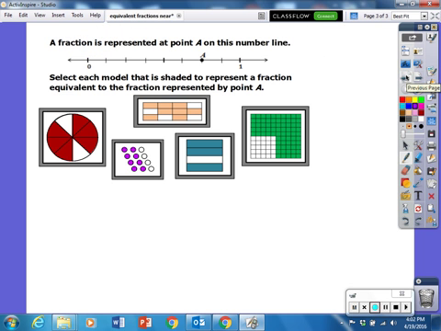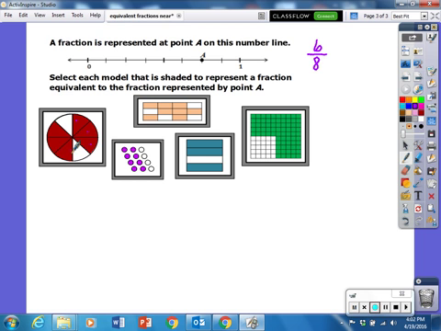And our last type of problem is where we have a number line visual, and then we have a lot of different models that we have to find equivalency for. So let's go ahead and look at our number line. We always start at 0. 1, 2, 3, 4, 5, 6, 7, 8. So I know my denominator is going to be 8. Now I need to find out where A is. 0, 1, 2, 3, 4, 5, 6. 6/8.